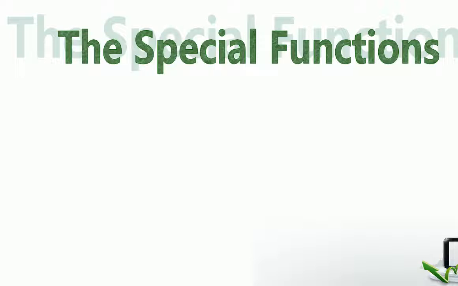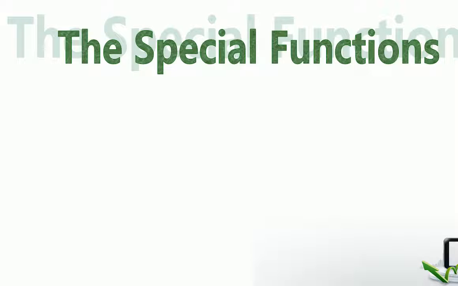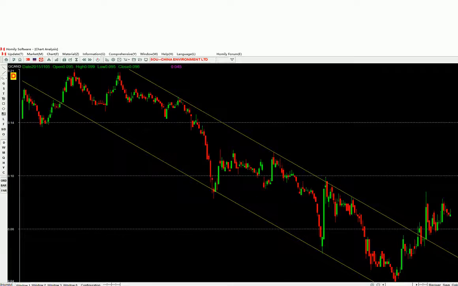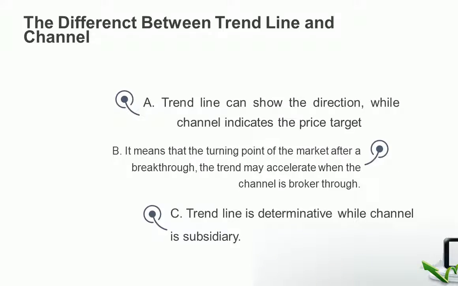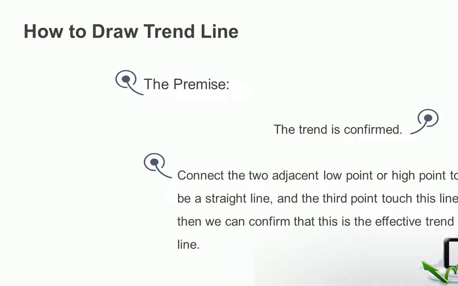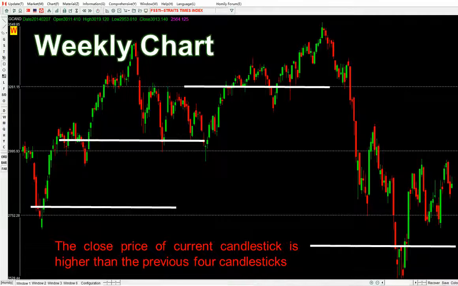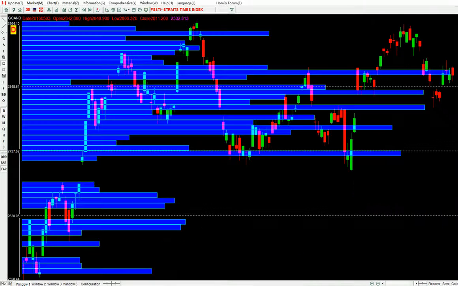So we can see this one. Just now we learned how to draw the trend line and the channel. Okay, so let's review it. Firstly, we talk about the weekly chart, and you should see whether the close price of the current market is higher than the previous 3 candlesticks or not. For the weekly chart, if it is higher, it means the market may have some chance to go up. This one is for the daily chart.